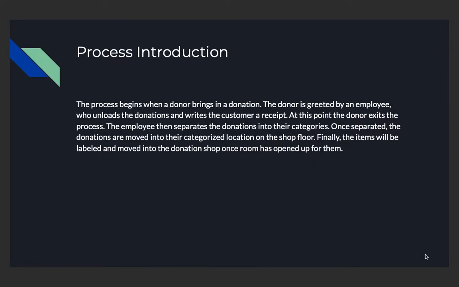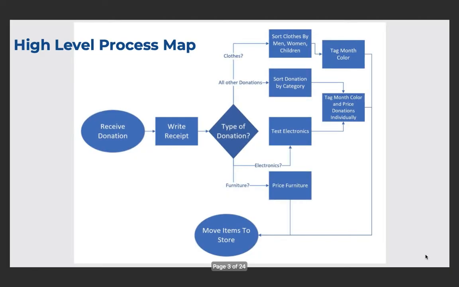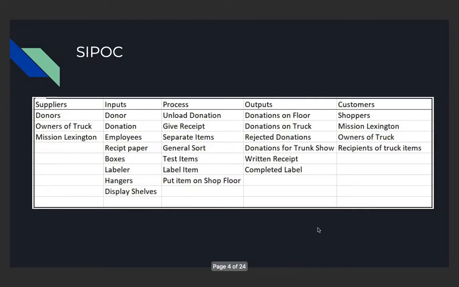So to begin with, just an introduction slide. This is where we jump into the define phase. A process map is a very high-level look at how a process works for a company, like where you receive something. In this case, they work on donations. So where they receive a donation, where they determine where it goes, where they tag it, where they price it, and when it's moved to the store. This is a very helpful define tool in process improvement.